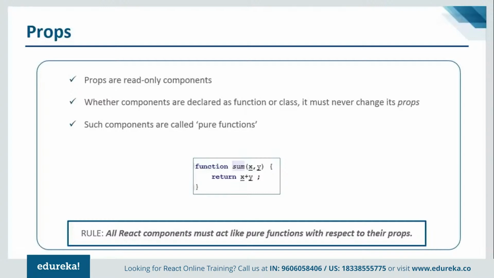If you see this function as I have shown in this demo, we have a function called sum, which is accepting arguments x and y. So its job is to always return the sum. So whenever this function is called, it will never change its props. In React, the only rule we have and that we must follow is that all React components must act like pure functions with respect to their props. So let's find out how it's happening with the help of a practical demo.